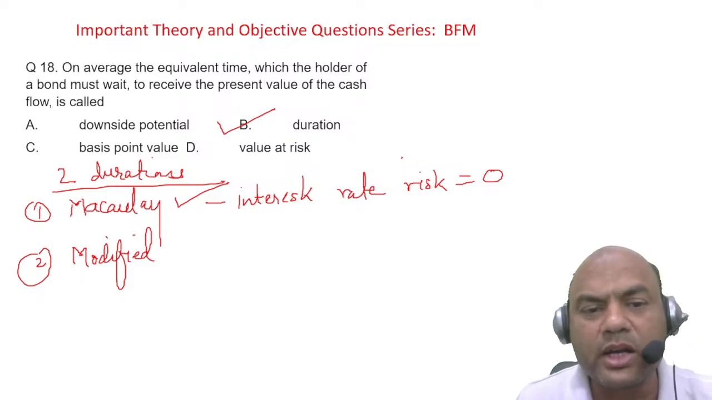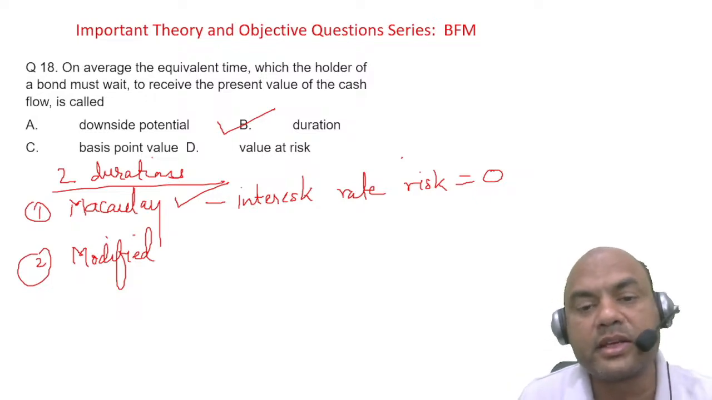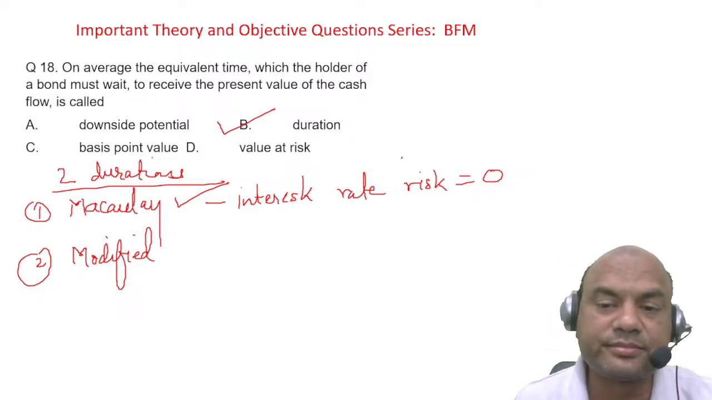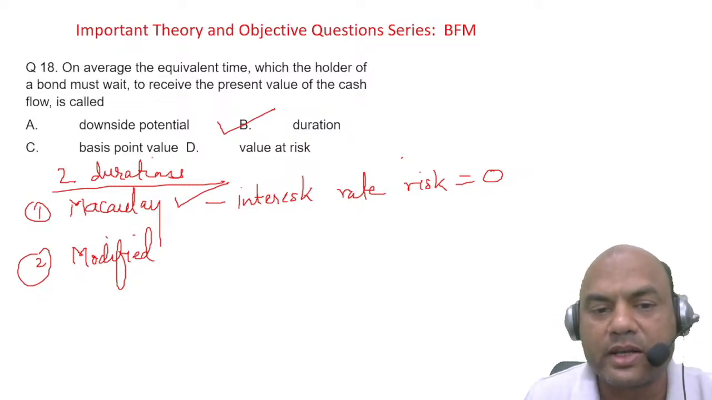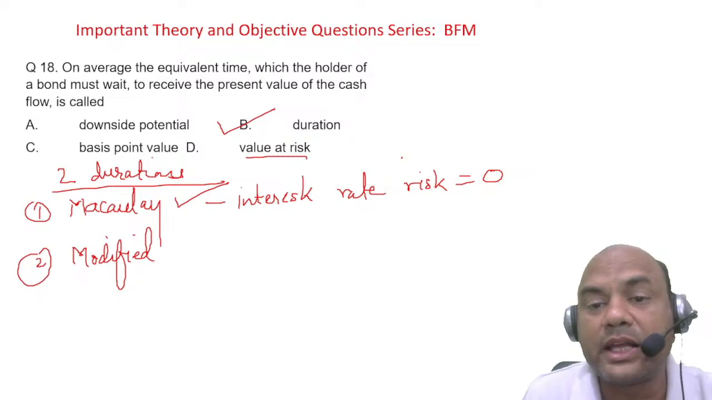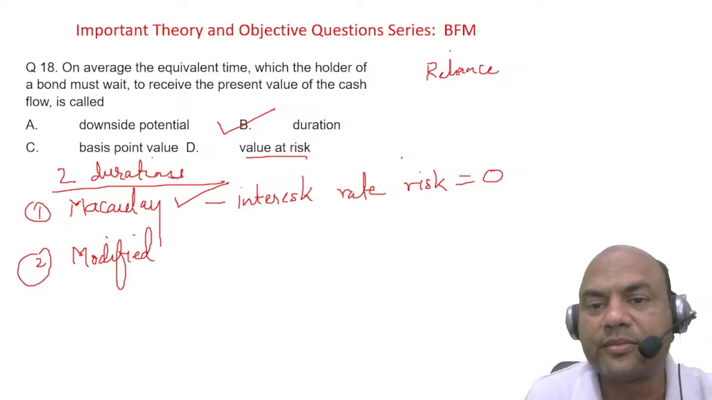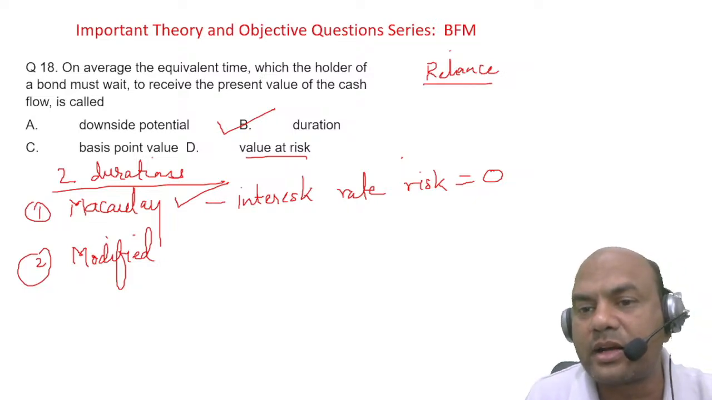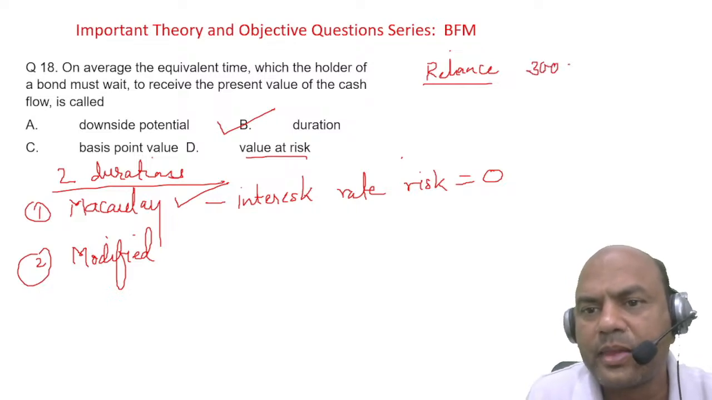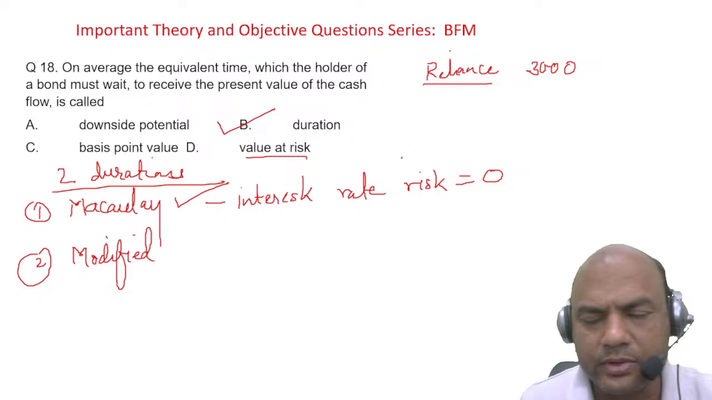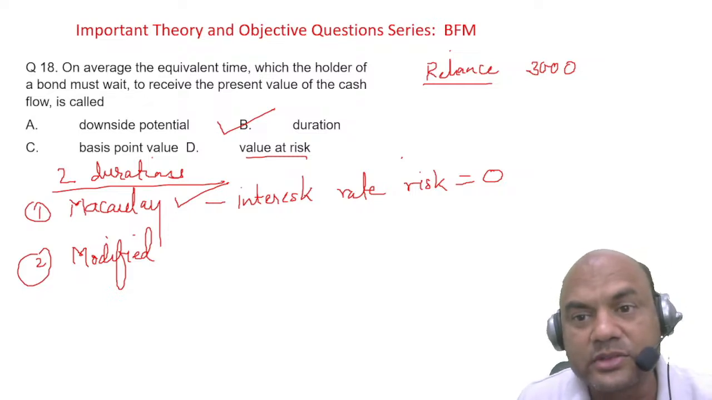Remaining all things are totally different. Value at risk means what? What is the amount at risk? Let's say I'll explain you what is value at risk. Let's say I buy a Reliance share. Let's say one share is at 3000, approximately. So if I invest 3000, is my entire 3000 amount at risk?